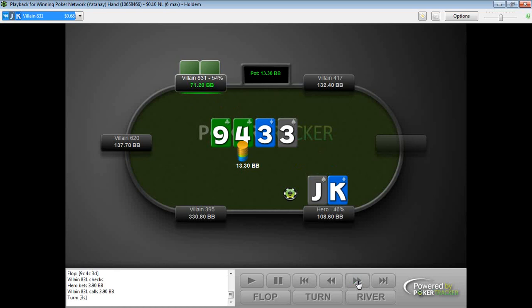A three of spades comes out. Not really useful for anybody. He checks. I hope to God I just check here. So, here's the thing though. We screwed up on the flop. Do we just continue now on the turn and bet here?